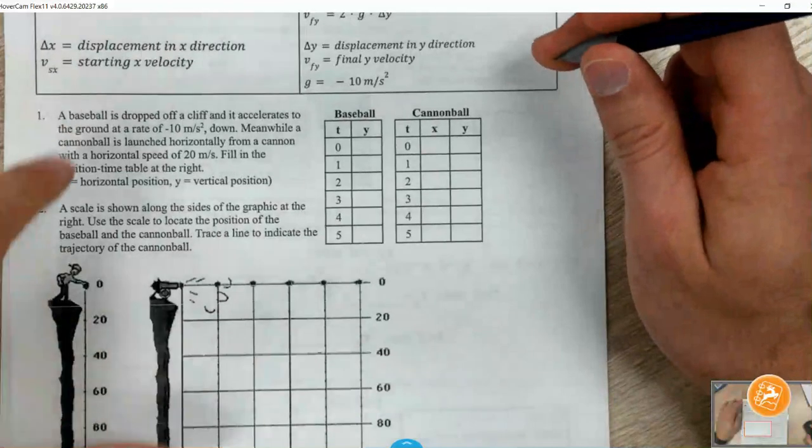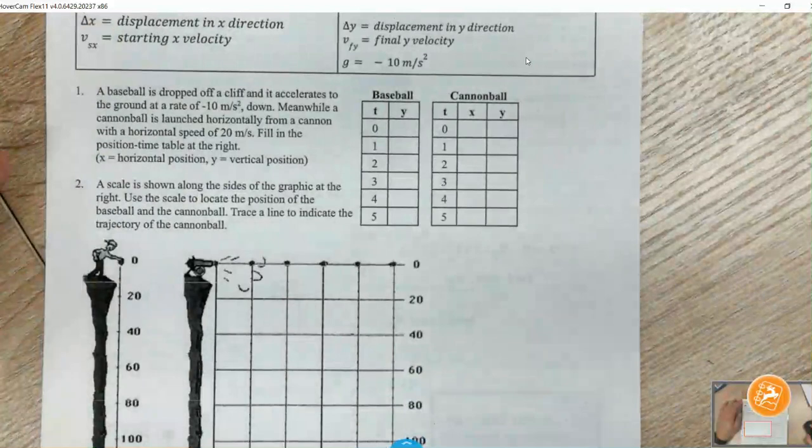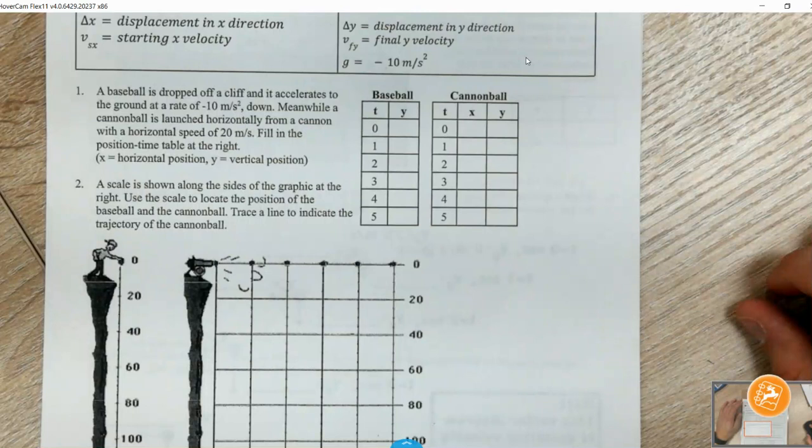So right here, they're saying a baseball is dropped off of a cliff, and it accelerates to the ground at a rate of 10 meters per second squared down. Meanwhile, a cannonball is launched horizontally from a cannon with a horizontal speed of 20 meters per second. Fill in the position timetable at the right. Okay, well, we have to do a couple of different things.